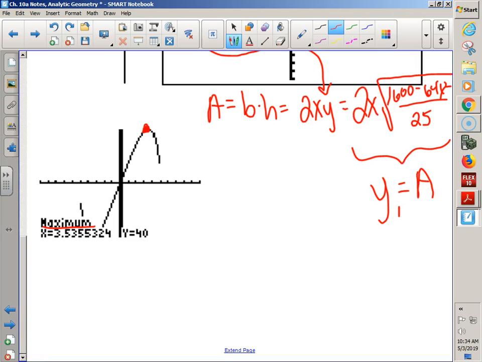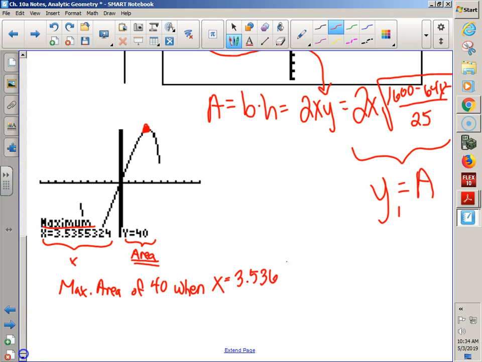And so I can say, come on, brain, this is area. You put in y1 as area. And this is your x. So I can say the max area of 40 when the rectangle hits at x equals 3.536.